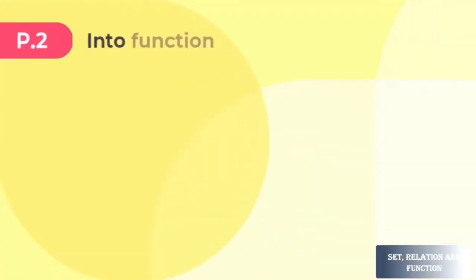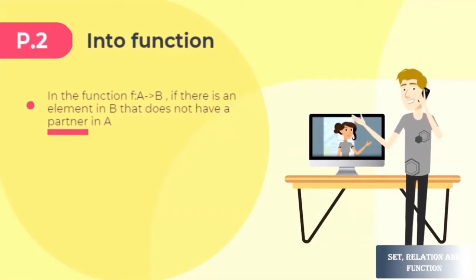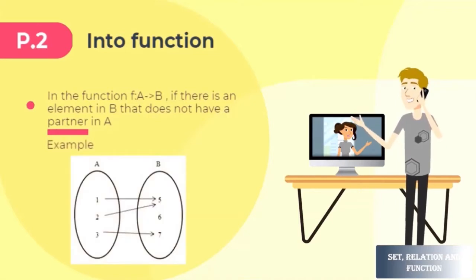The second one, the into function. A function is into if A is not equal to B, if there is an element in B that does not have a partner in A.